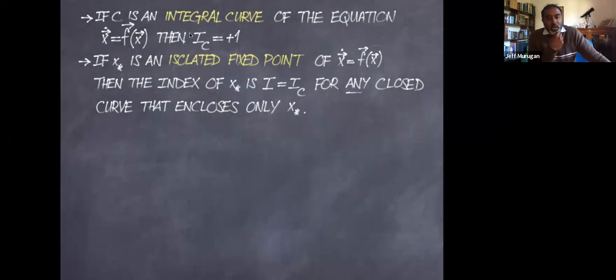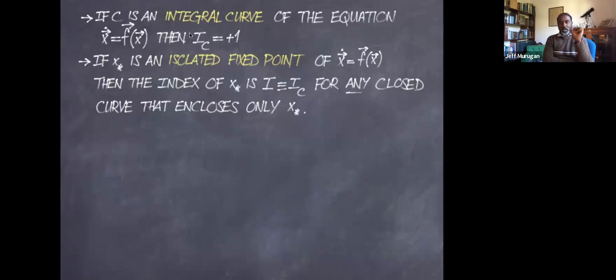Finally, I'd like to note that suppose x star is some isolated fixed point. So it's a fixed point, and I can always draw a neighborhood of this fixed point sufficiently small, and I won't find another fixed point of the differential equation within that neighborhood. Then I'll say that x star is an isolated fixed point. Then the index of x star is defined to be the index for any closed curve that encloses only x star.